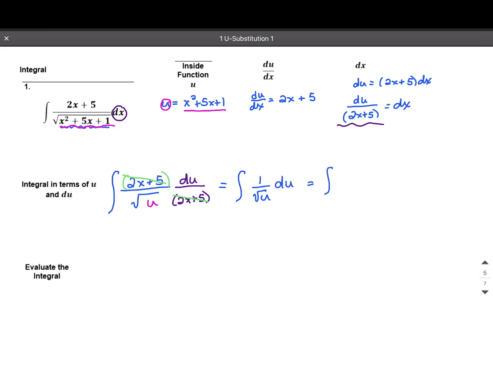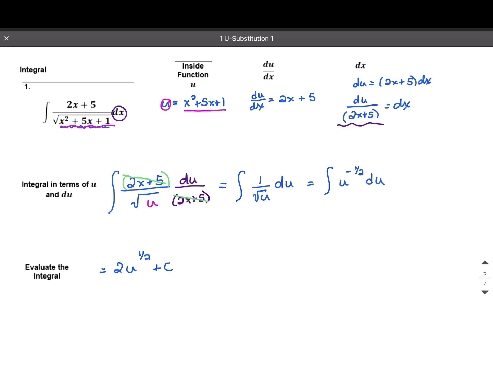Now it might be easier to write this as u to the negative 1/2. If it's in the denominator, it's a negative exponent, and the square root is a 1/2 exponent, du. Now to take the antiderivative, we keep the u, add 1 to the exponent, that's a positive 1/2, divide by that new exponent 1/2, which is the same as multiplying by 2, and don't forget to add a plus c.